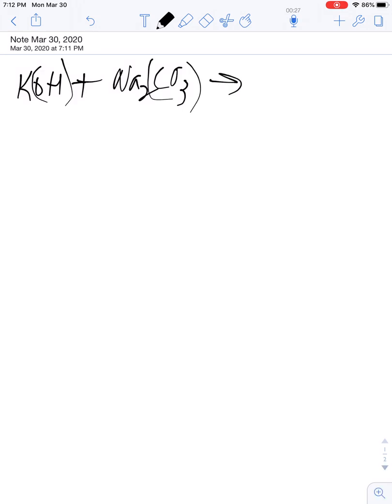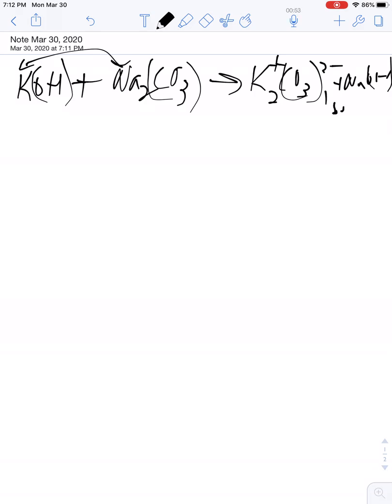So we're going to switch the two cations, which will be the two metals. So you'll end up with potassium reacting with the carbonate. Now crisscross to balance, and the sodium is going to pair with the hydroxide. The potassium carbonate is a solid, so it will precipitate.